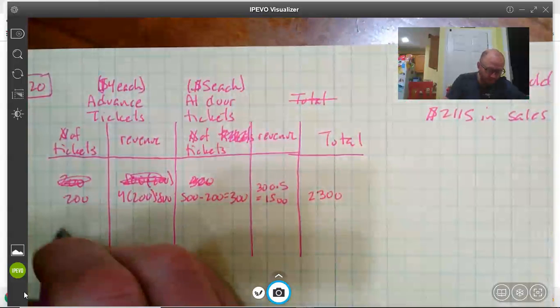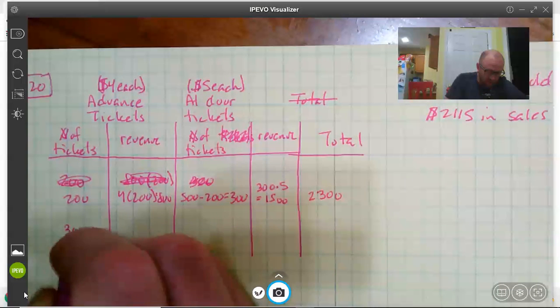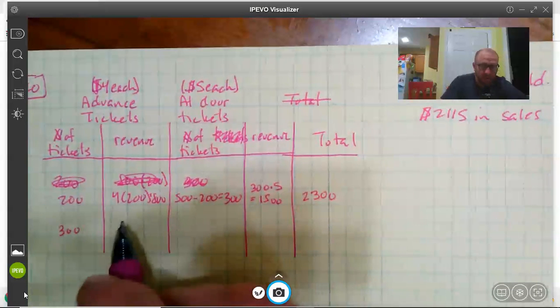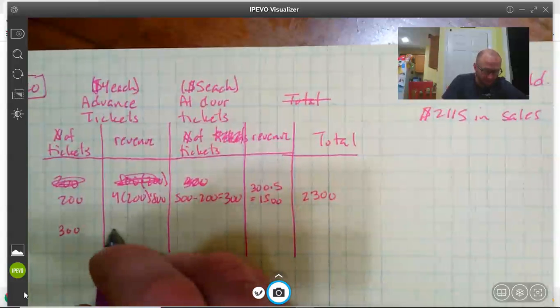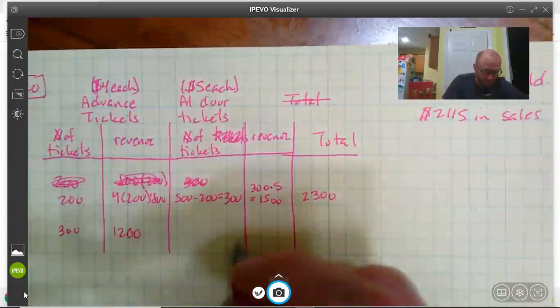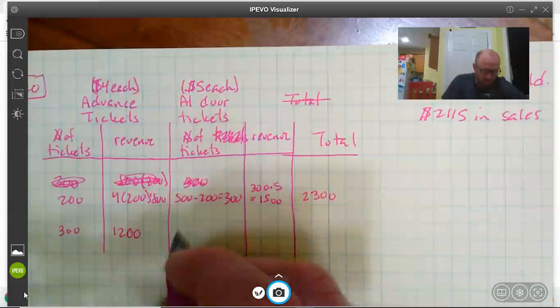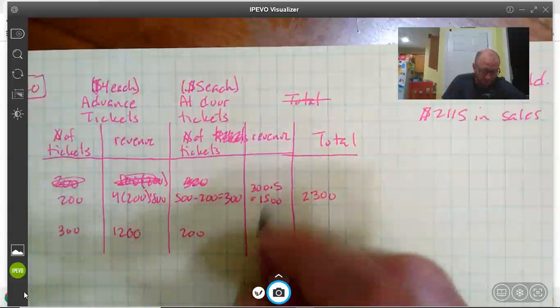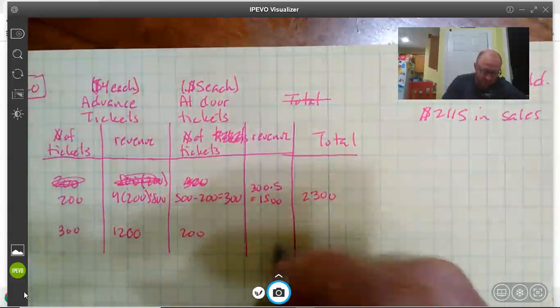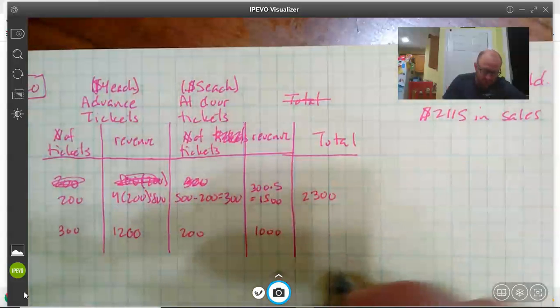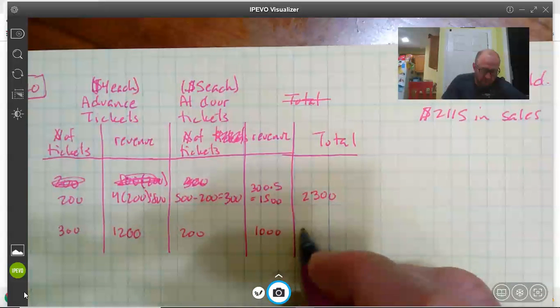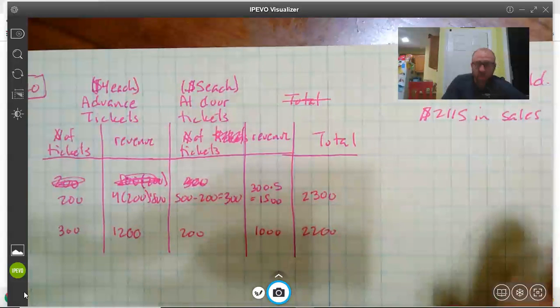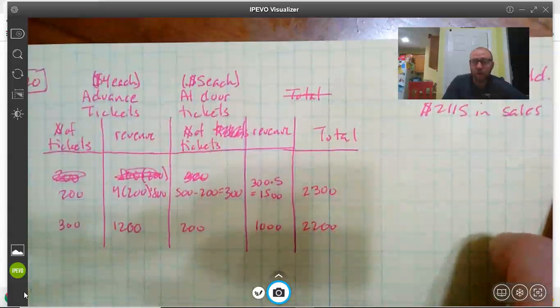So let's make it 300. Our revenue is 300 times 4, which is 1,200. Our at the door tickets would be 500 minus 300, which would be 200. And 200 times 5 is 1,000. So 1,200 and 1,000 is 2,200. Still too high, but getting closer.